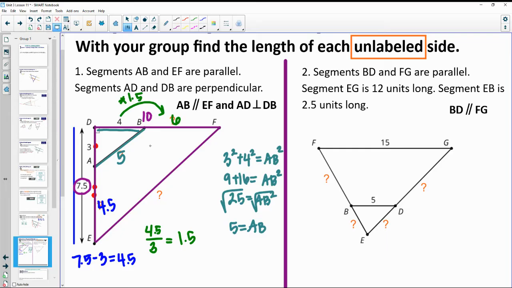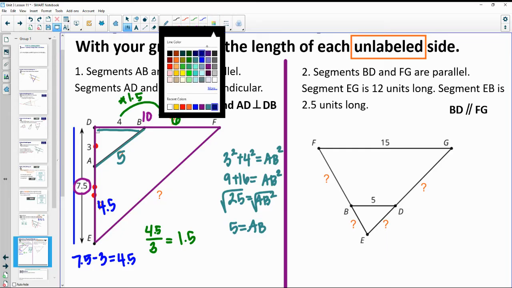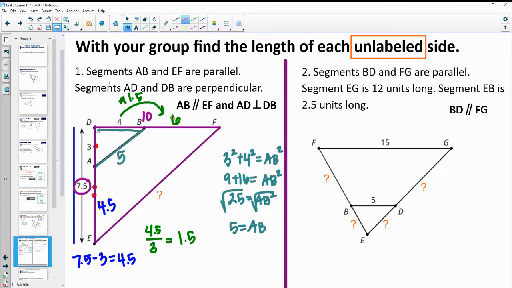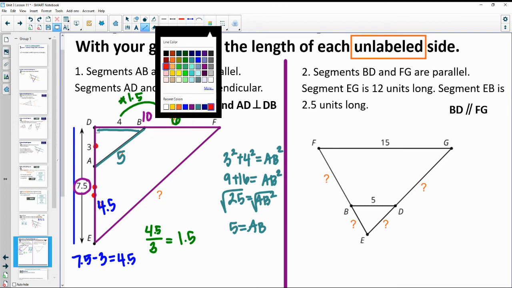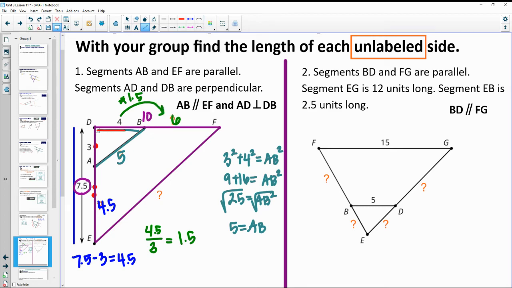Okay, so that one is 4. Let me get a different color because I've already used that one. Okay, let's use red. So this one right here is 4 for this little triangle, versus 10 for the big triangle. So if we're going to set up a proportion here with the triangles, we would have 4 versus 10.